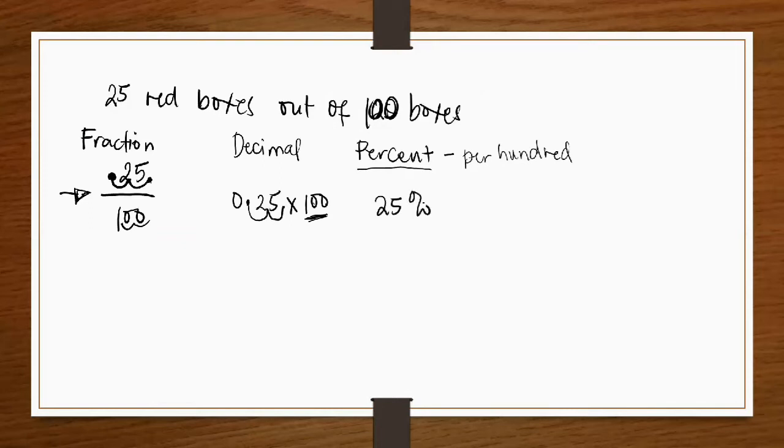Okay? So no need, always put the percent symbol when we are getting the percent or the percentage. Again, when we are dividing a number by a multiple or a power of 10, we will move our decimal point to the left. But if we are going to multiply it by 100 or a power of 10, we will move our decimal point to the right. So therefore, the percentage is 25%. So that's how we get the 25 red boxes out of 100 boxes is equal to 25%.